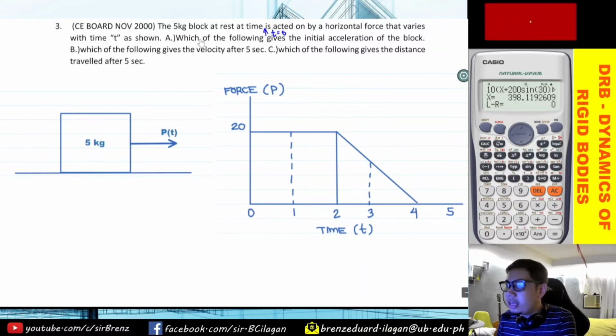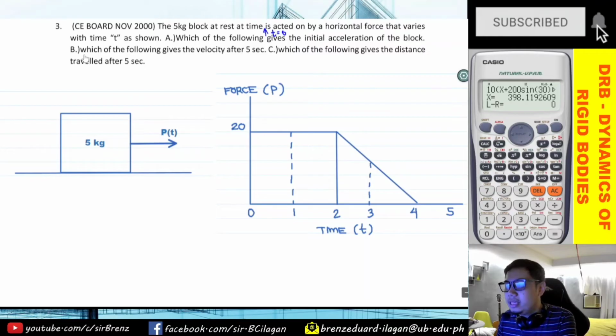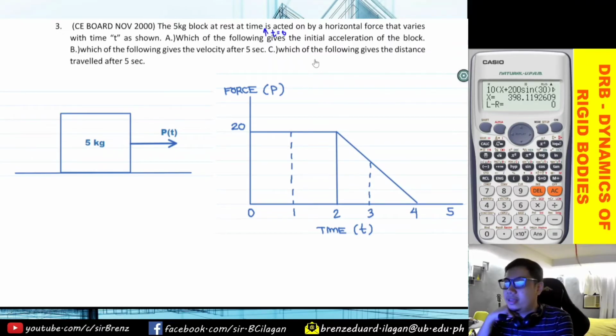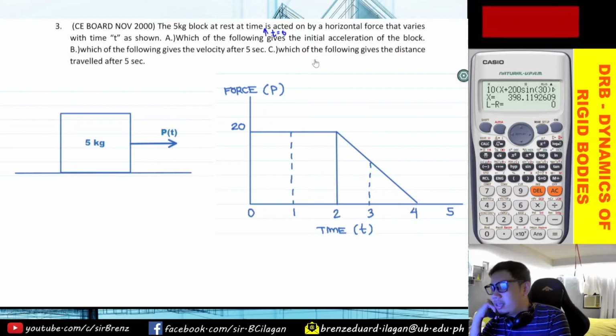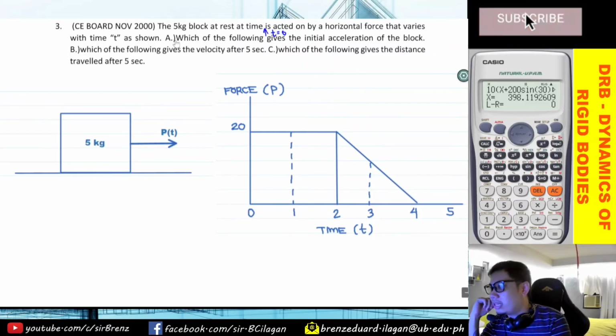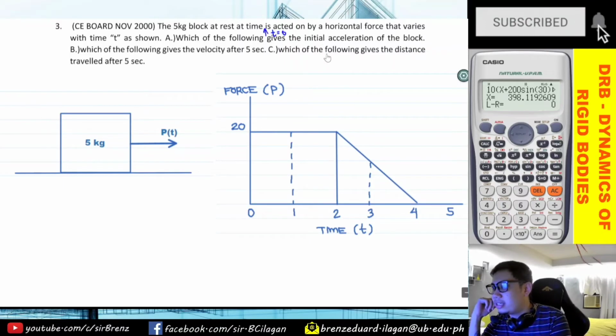So for letter A, which of the following gives the initial acceleration of the block? B, which of the following gives the velocity after 5 seconds? And C, which of the following gives the distance traveled after 5 seconds? Okay, so for the first question, which of the following gives the initial acceleration of the block?